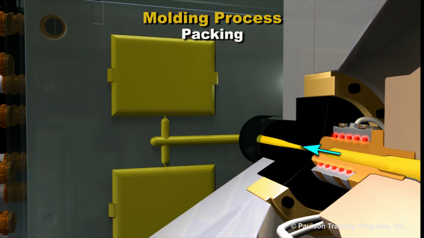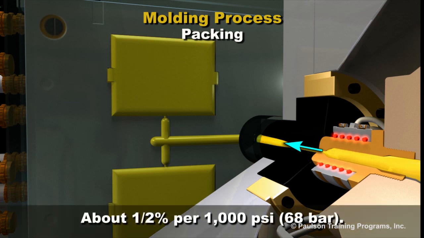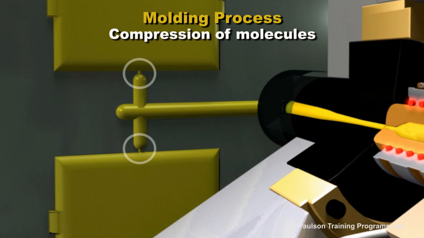Then pressure, or packing, compresses more plastic into the cavity. About 0.5% per 1,000 PSI, or 68 bar. Gate freezing keeps the plastic inside the cavity.